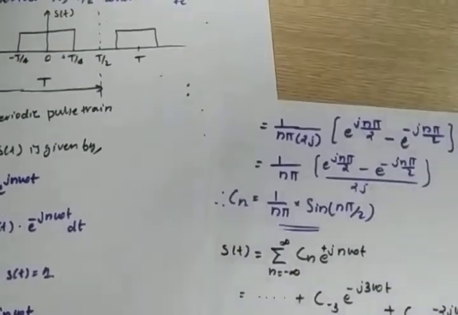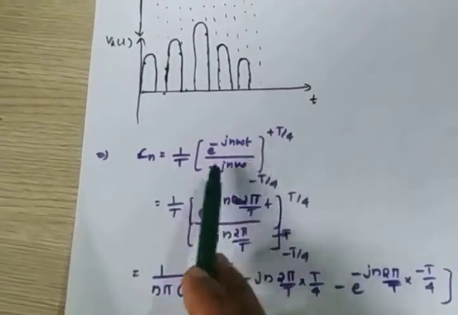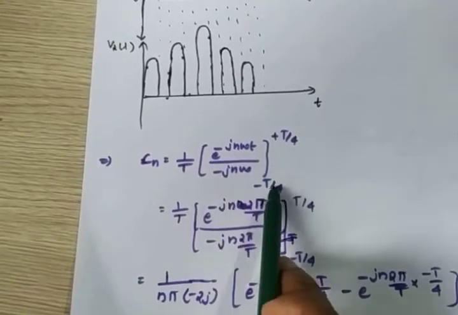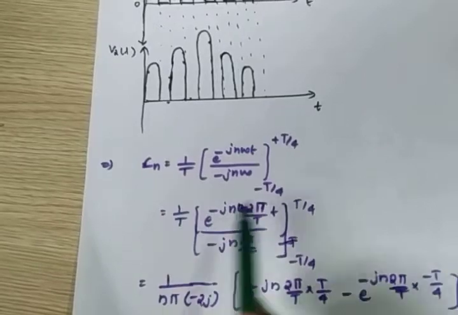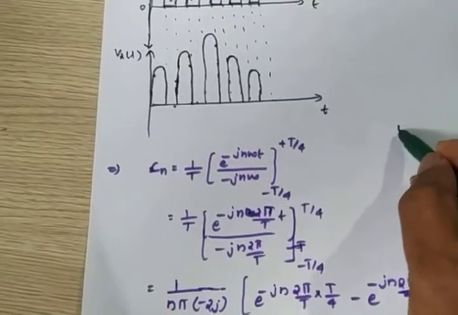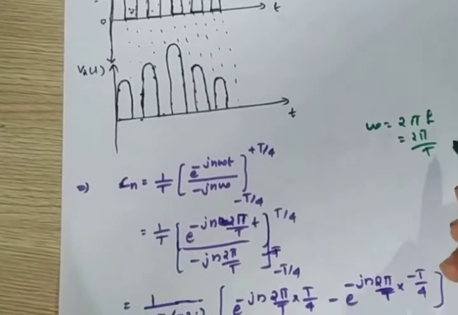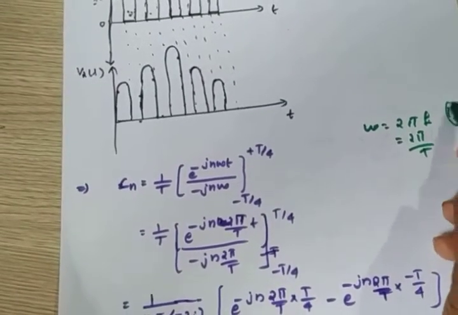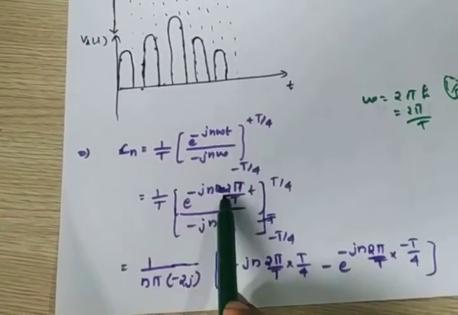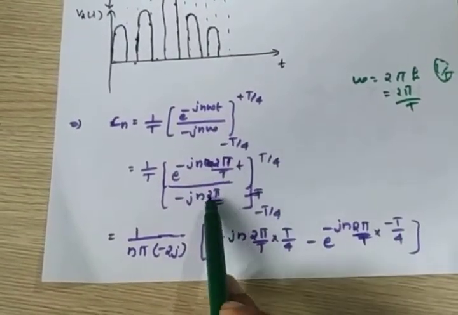Now we integrate e raised to minus j n omega t, so we get e raised to minus j n omega t by minus j n omega, from minus T by 4 to T by 4, times 1 by T. For omega you can write omega equal to 2 pi f, and f is nothing but 1 by T only, so you can write omega as 2 pi by T. Instead of omega you put 2 pi by T here, and here also.